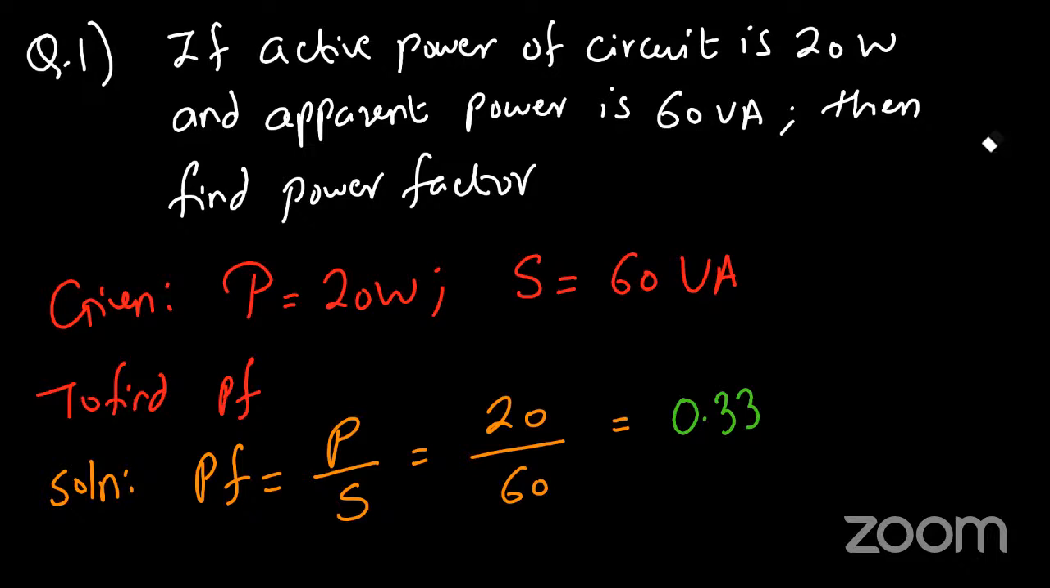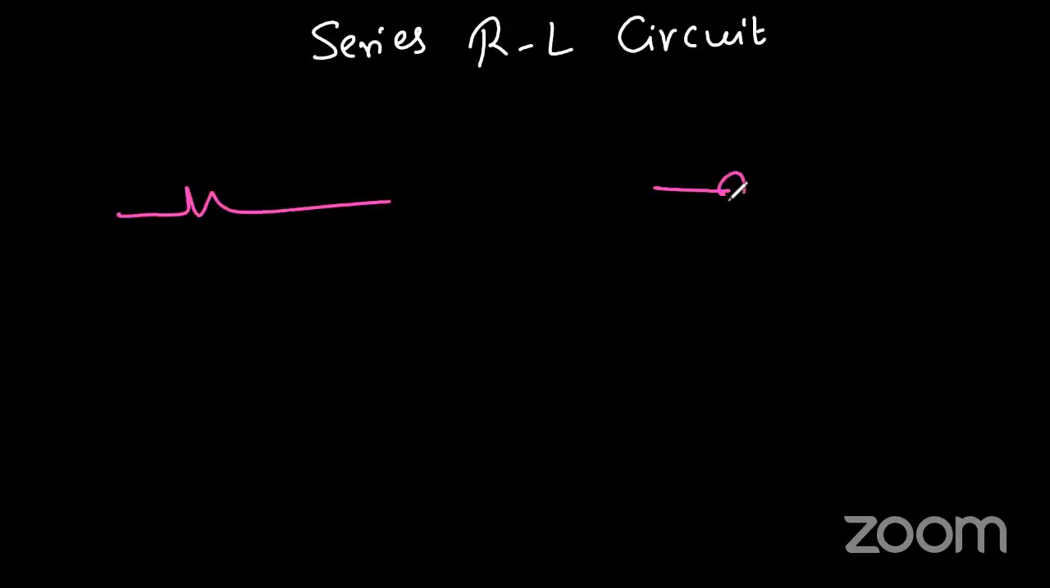So let's start with the next concept. It is a series RL circuit. Okay, look carefully. It's a very important concept. It's a lifetime concept. Series RL circuit means in one circuit we have a resistor and an inductor. Before this, what was it? We had a resistor separate, an inductor separate. Now we'll join both.